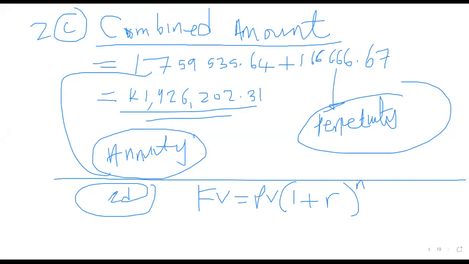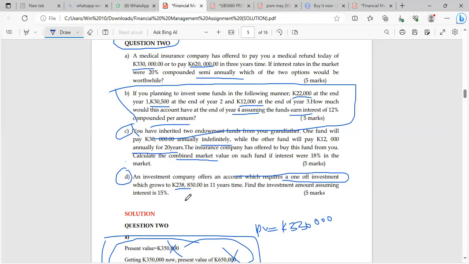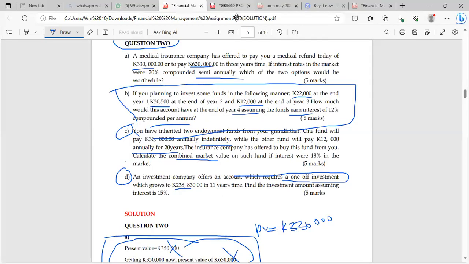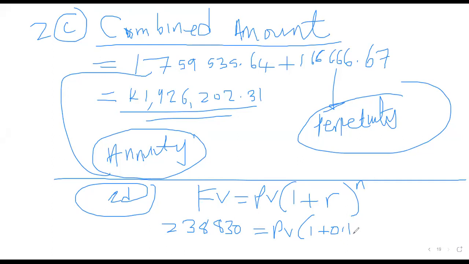So let's change the figures there. Here it is 238,830. So what was the present value? 1 plus interest rate was what in the question? Interest rate was 15%, so this is 0.15, to the power, how many years? 11.